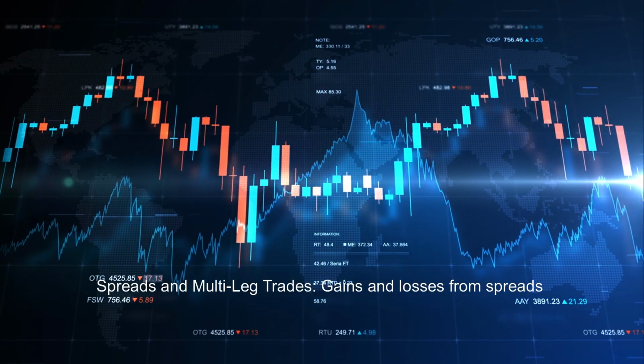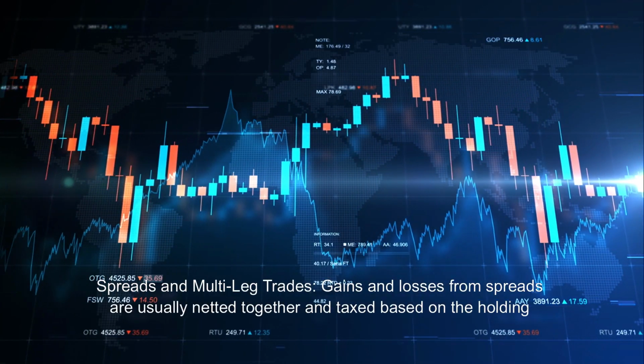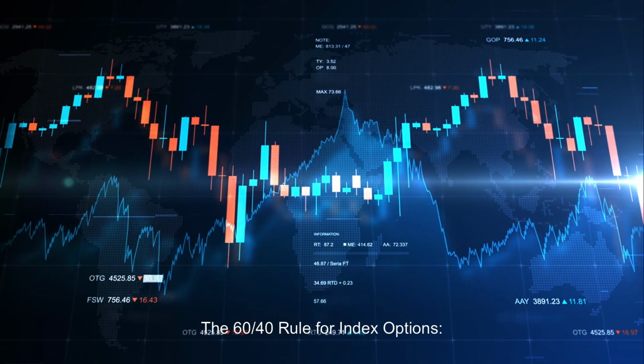Spreads and multi-leg trades. Gains and losses from spreads are usually netted together and taxed based on the holding period of each leg. The 60/40 rule for index options.